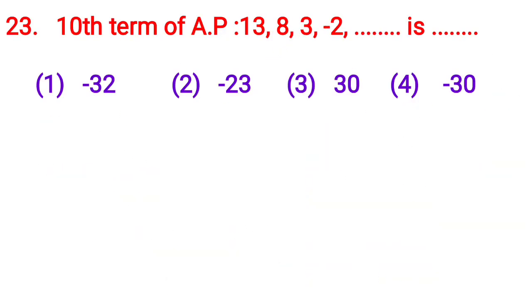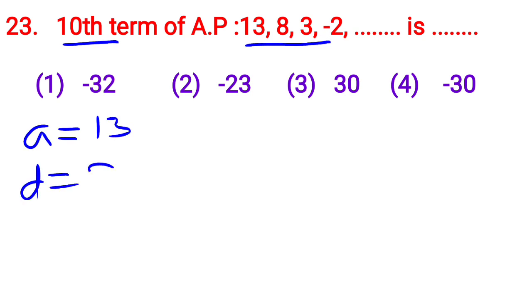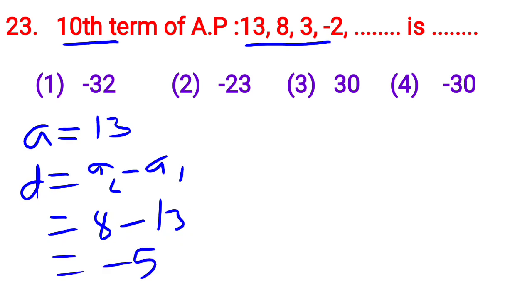Next question: the 10th term of the AP 13, 8, 3, minus 2, and so on. To find the 10th term, we need two values. One is A, the first term, so it is 13, and the common difference D equals A2 minus A1. A2 means the second term, 8, and A1 the first term, 13. 8 minus 13 is minus 5.